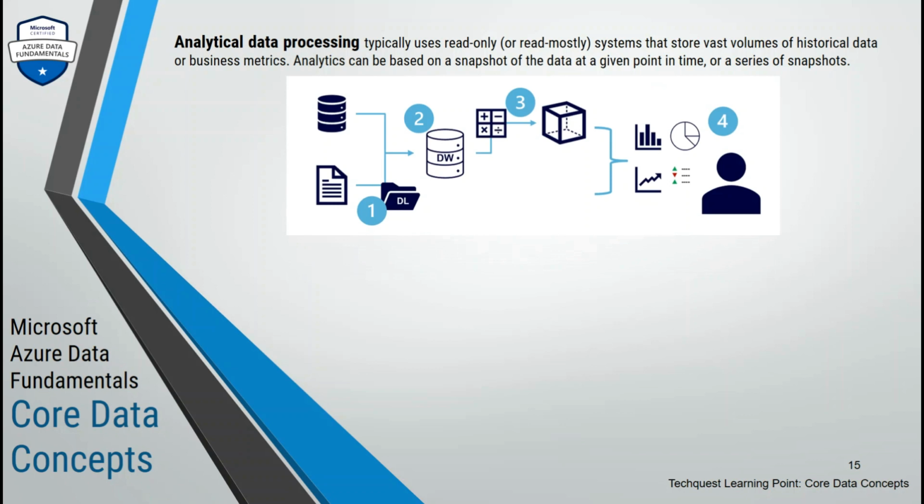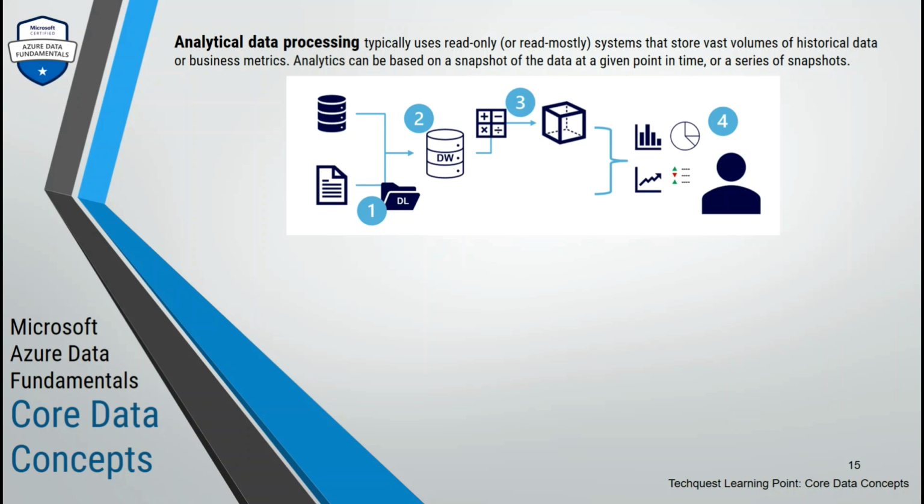Two: an extract, transform, and load (ETL) process copies data from files and OLTP databases into a data warehouse that is optimized for read activity. Commonly, a data warehouse schema is based on fact tables that contain numeric values you want to analyze, for example, sales amounts, with related dimension tables that represent the entities by which you want to measure them, for example, customer or product.